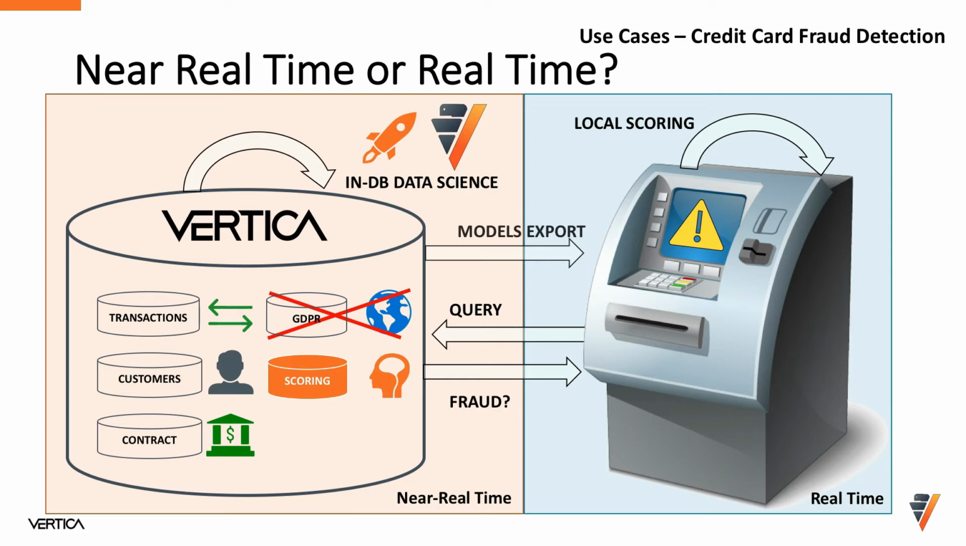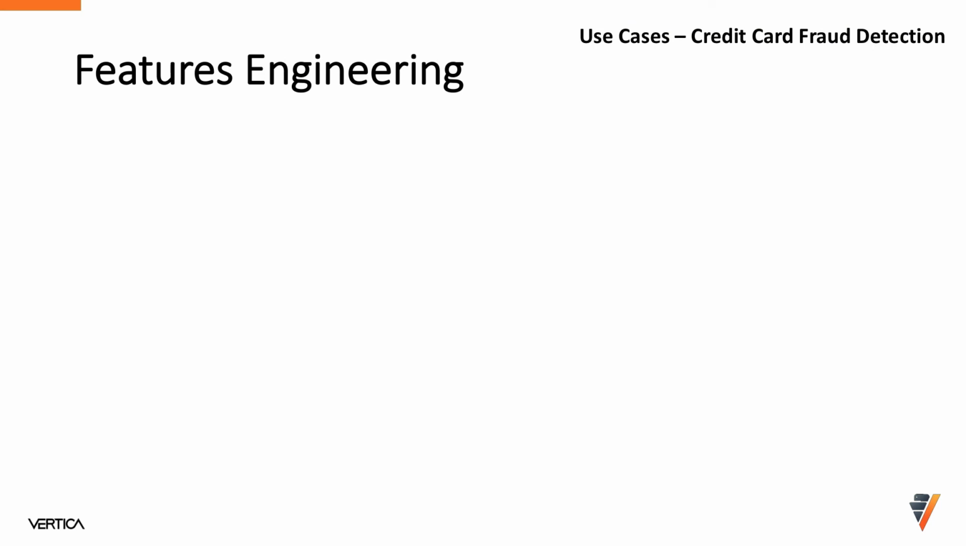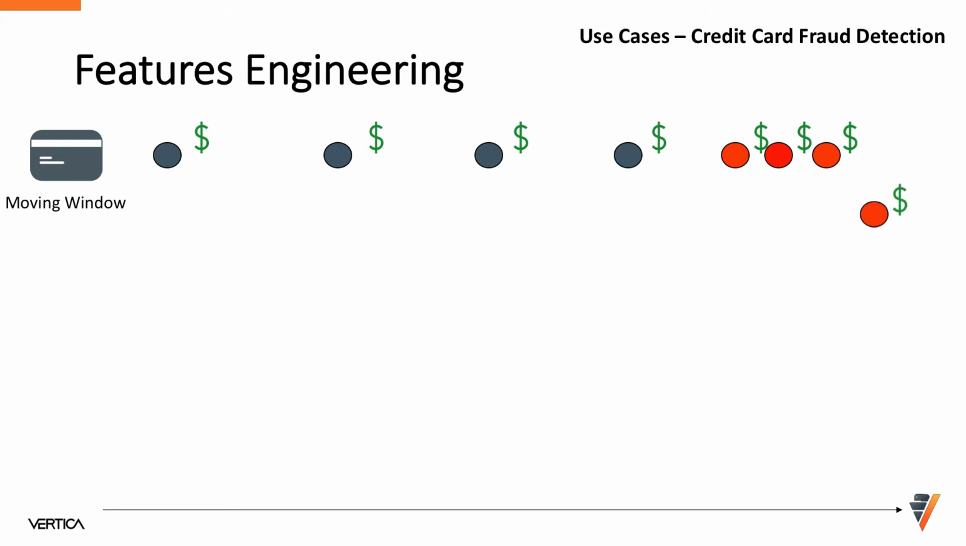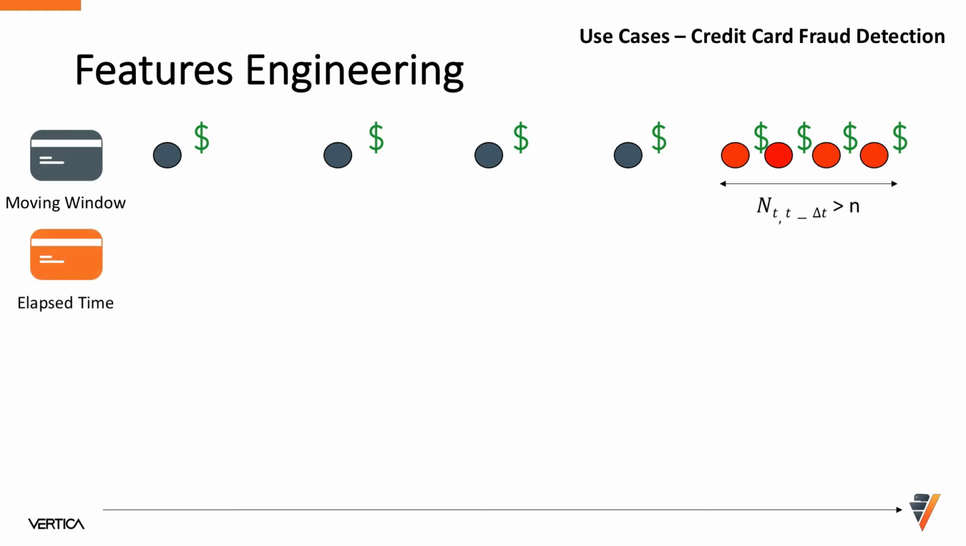Now that we know the difference between real-time and near real-time, what are the features we can create to catch fraud? The most interesting features are built using moving windows. Let's consider the following sequence. We can see one transaction at regular intervals of time. But if for a small interval of time there are too many transactions, they are possibly suspicious. Moving windows will directly count them. Another interesting feature is the elapsed time. If the elapsed time between two transactions is low, it can be considered as suspicious.